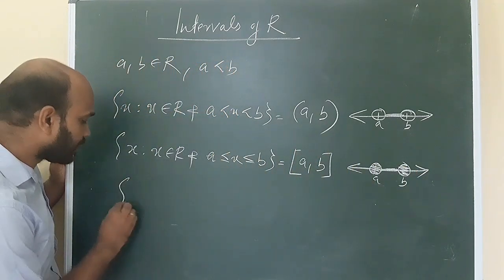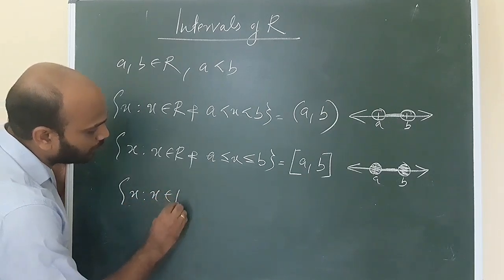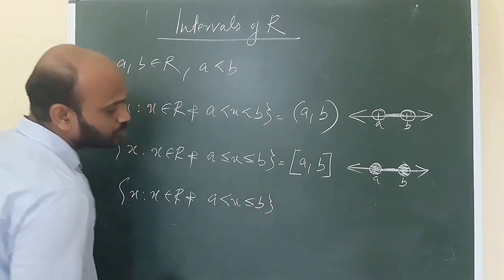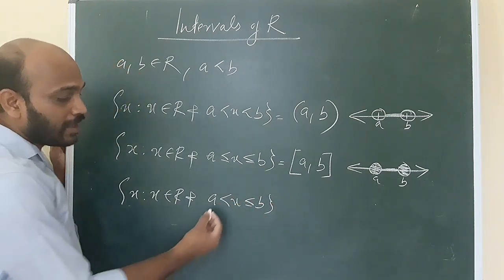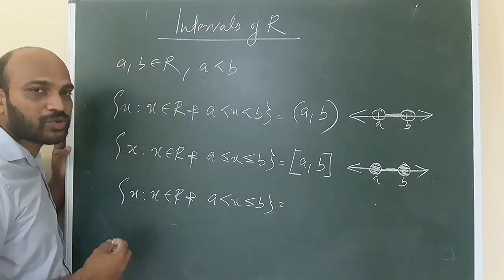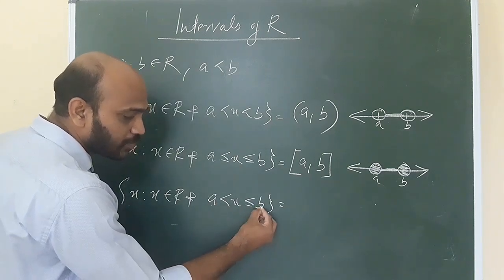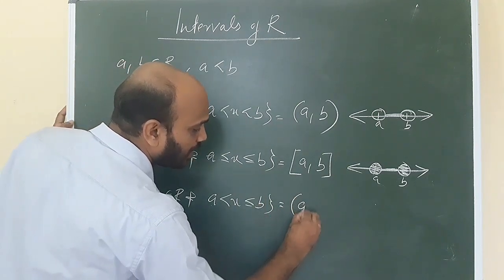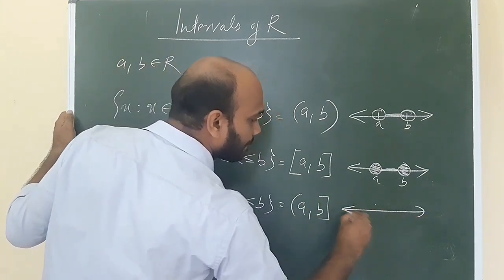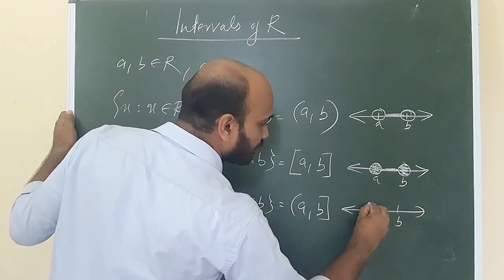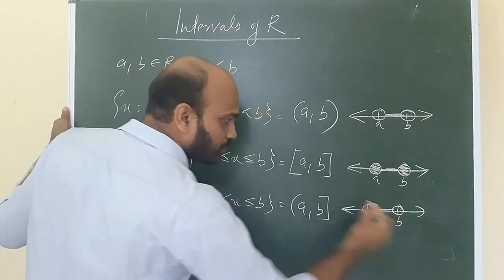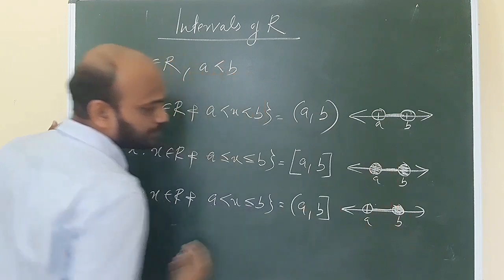Now the next form is the set of all x such that x belongs to R and A is less than x less than or equal to B. This means all real numbers between A and B excluding A and including B. That is called a half open or half closed interval. This side is open and this side is closed. You can represent this on a number line in this way: A, B, small circles. This side is open and this side is closed, so this circle you have to shade.